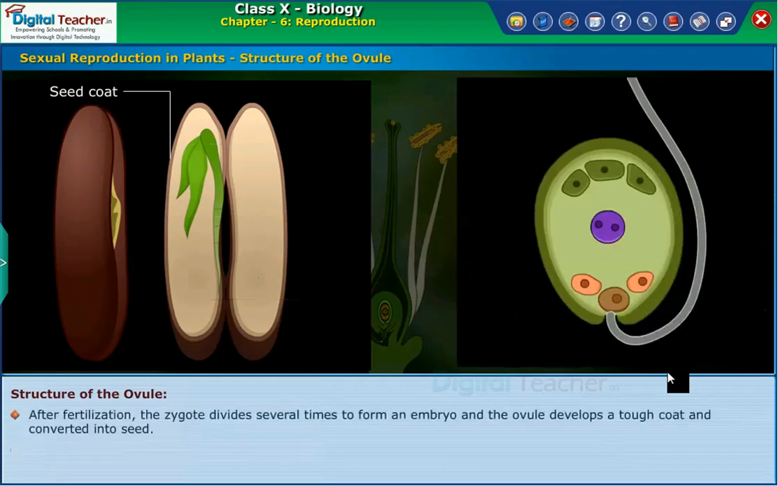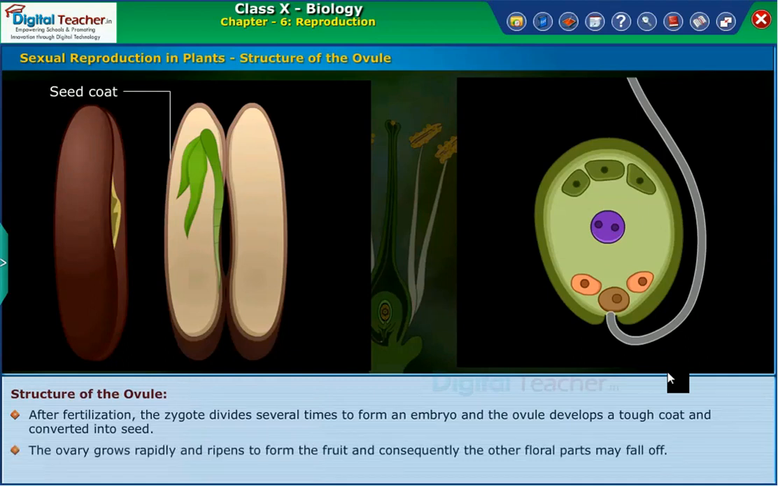After fertilization, the zygote divides several times to form an embryo and the ovule develops a tough coat and is converted into a seed. The ovary grows rapidly and ripens to form the fruit and consequently the other floral parts may fall off.